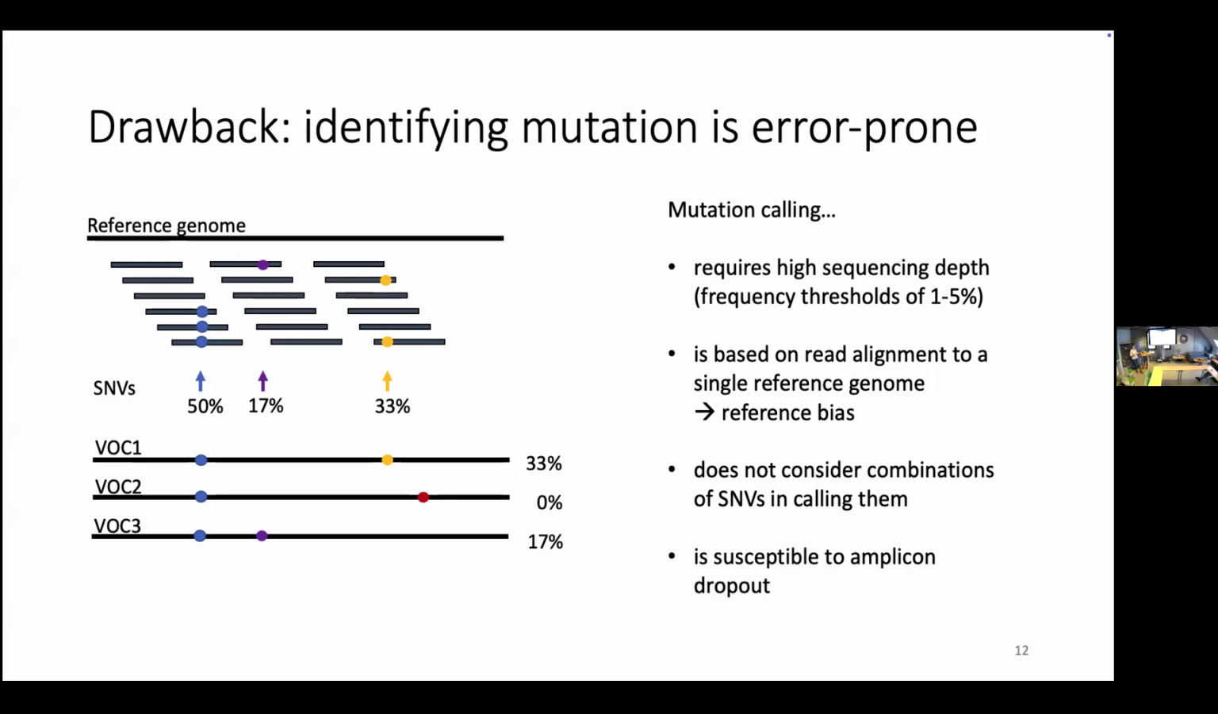And finally, if you think back to what the samples actually look like, where in many places we don't have any information, then if the mutation that you need to quantify your lineage is in one of these positions, you lose all information. So that's why I say it's susceptible to amplicon dropout, meaning we don't have information.